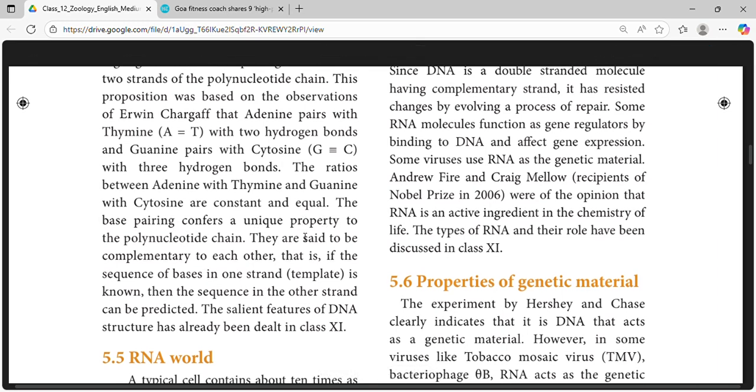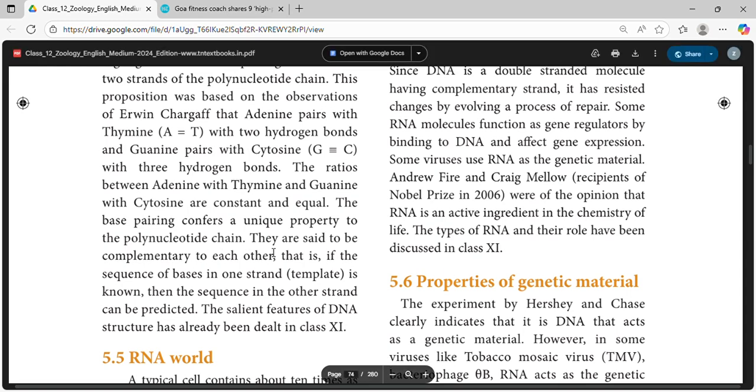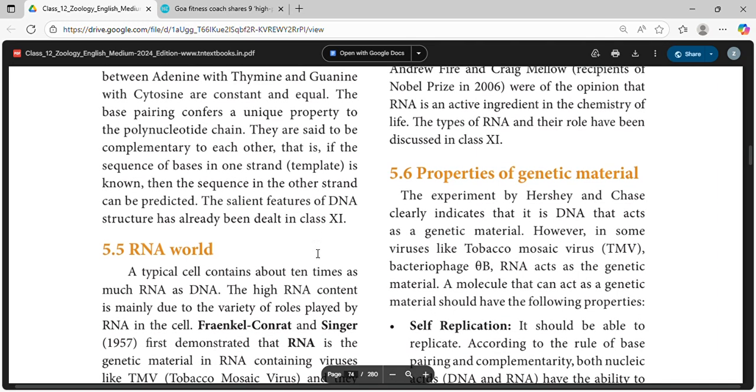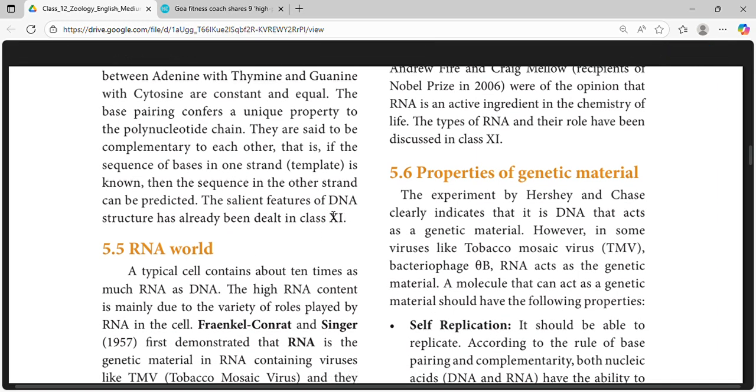The base pairing confers a unique property to the polynucleotide chain. They are said to be complementary to each other. That is, if the sequence of bases in one strand is known, then the sequence on the other strand can be predicted. The salient features of DNA.